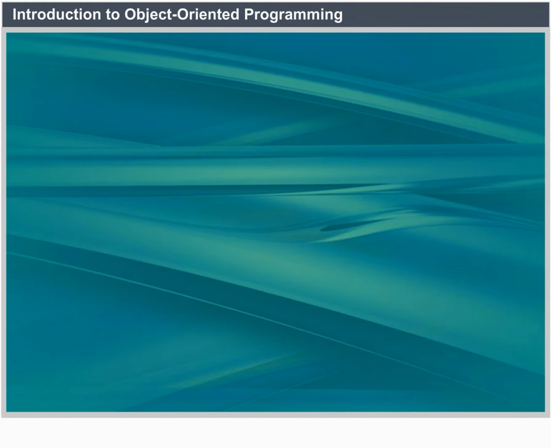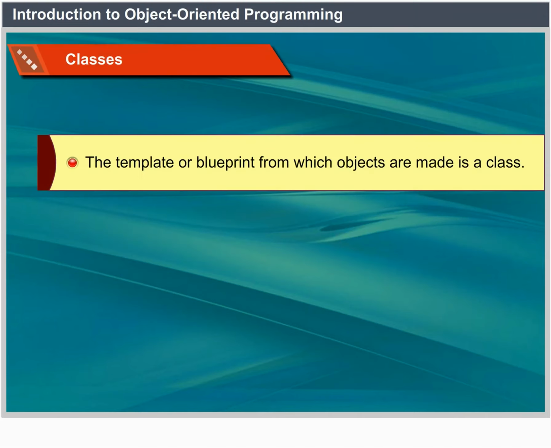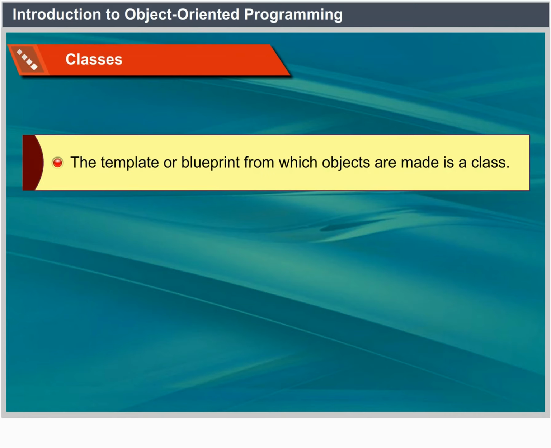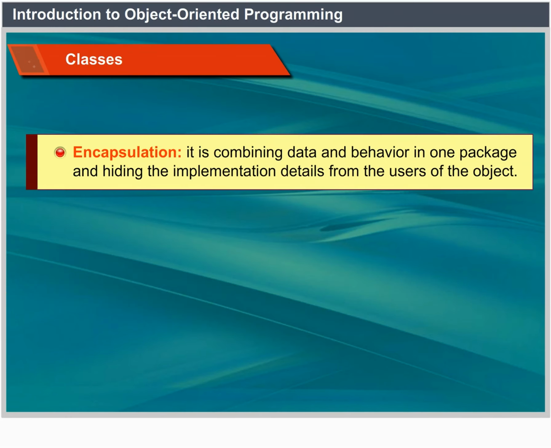Introduction to Object-Oriented Programming. An object-oriented program is made up of objects. Each object has a specific functionality which is exposed to its users and a hidden implementation. Classes. A template or blueprint from which objects are made is a class. Create an instance of a class by constructing an object from a class.